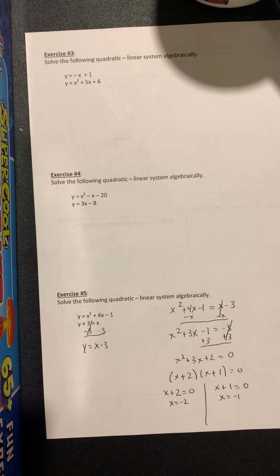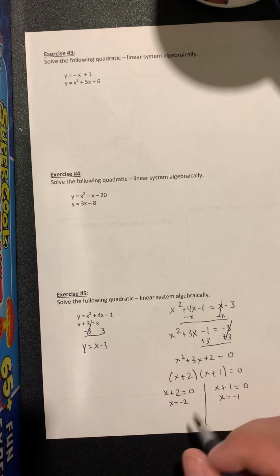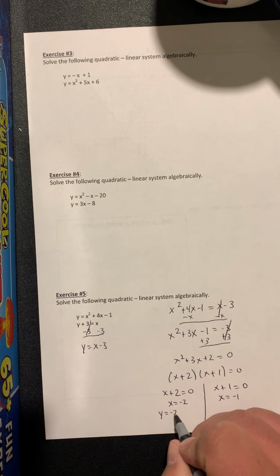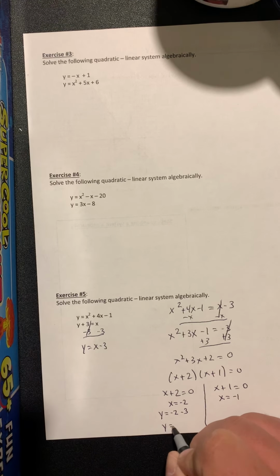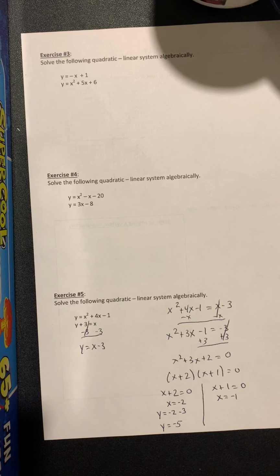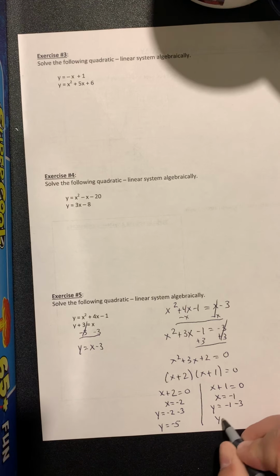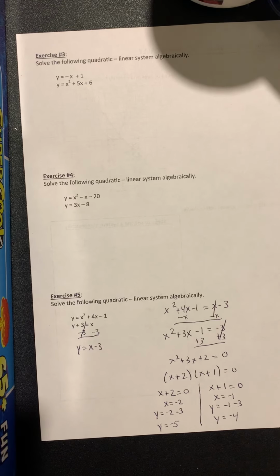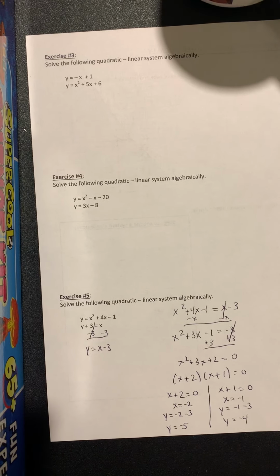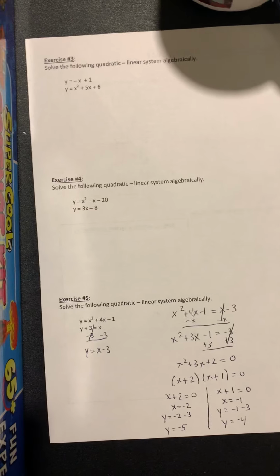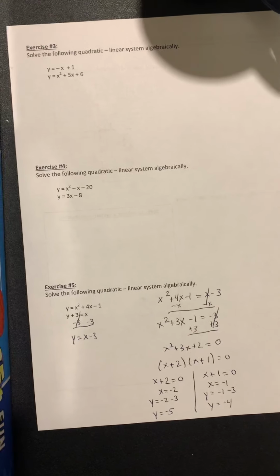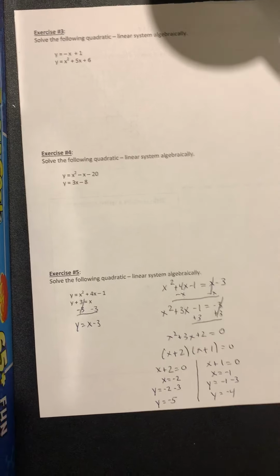Now I'm not done. I have to go back and get my y. So I plug in negative 2 here. y equals negative 2 minus 3. y is negative 5. y equals negative 1 minus 3. y equals negative 4. And that's as hard as it could get. When you don't have them in y equals form, you have to get them into y equals form.